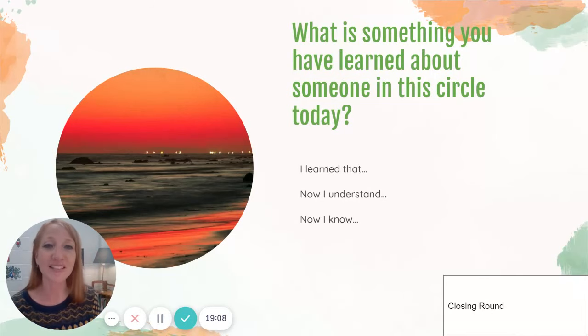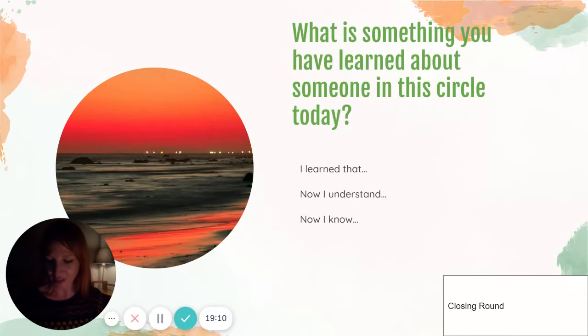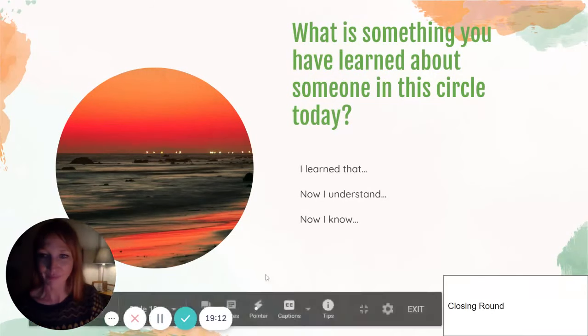And then at the end, you have a closing round. So you would say, what is something you've learned about someone in this circle today? Apologies, my light keeps turning off. So this is the closing round where you would talk about maybe things that you learned about people in the class or things that you understand now. And that is a circle.